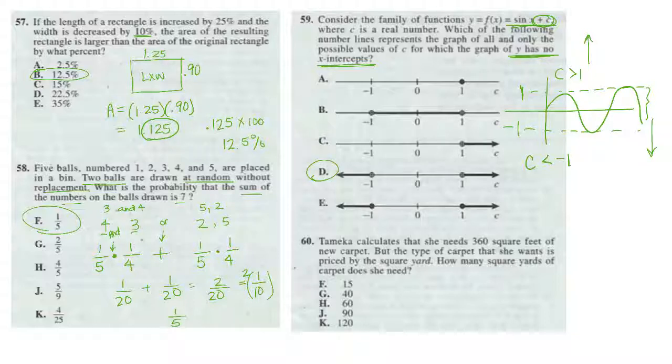All right, so our next question, this person is calculating that she needs 360 square feet of new carpet. But the type of carpet she wants is priced by the yard. How many square yards of carpet does she need? Well, let's see, for yard, I know that there's 3 feet per 1 yard. That's what I know. So really, to do our conversions, I need to flip that over.